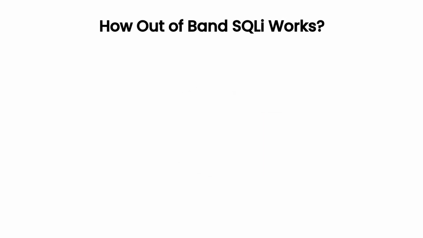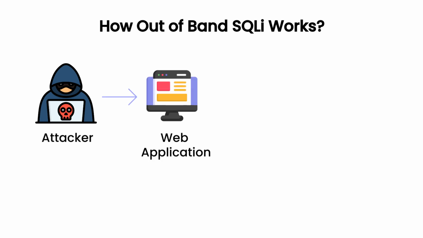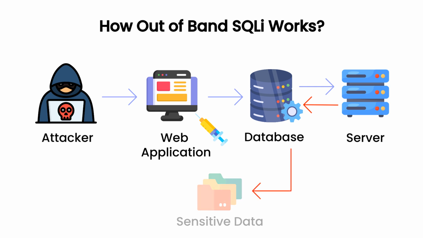Here's how it works. An attacker finds a web application that's vulnerable to SQL injection but doesn't return database output directly. Instead of a normal message, they inject SQL that instructs the database to perform a DNS lookup to a domain they control. The database processes the request and sends out a DNS query containing sensitive data. That query reaches the attacker's server, leaking data silently without any response on the front end.